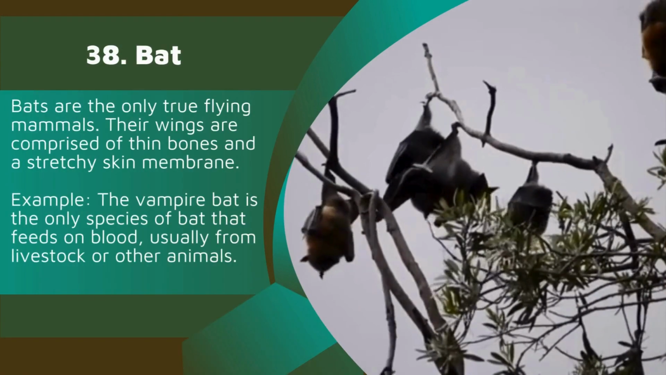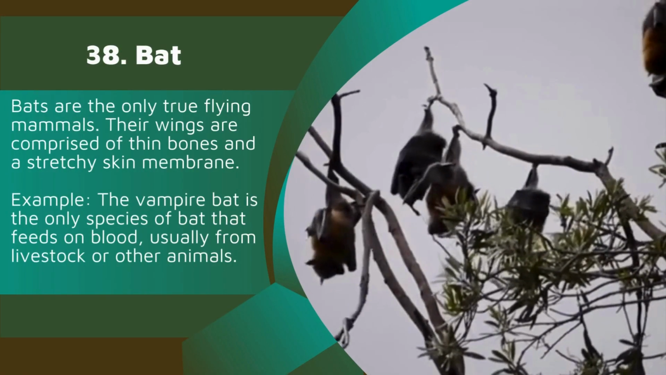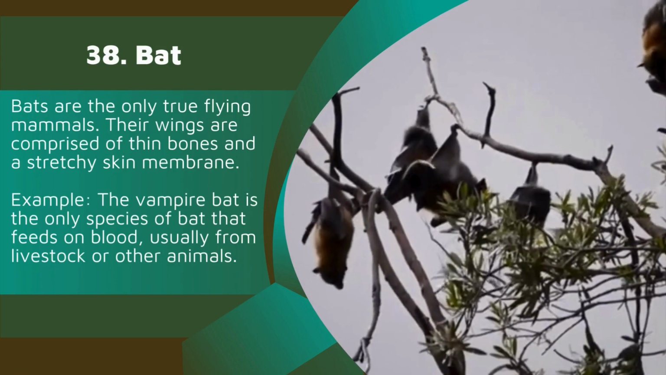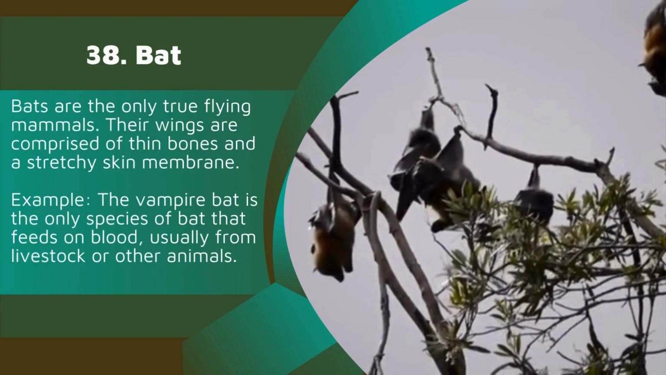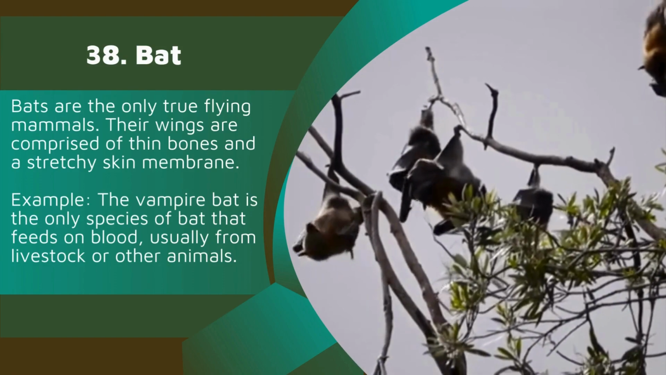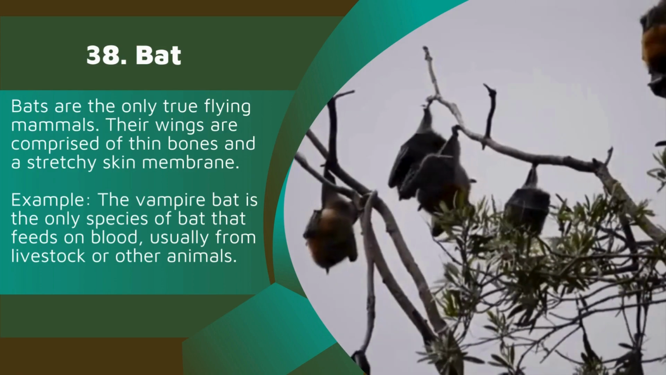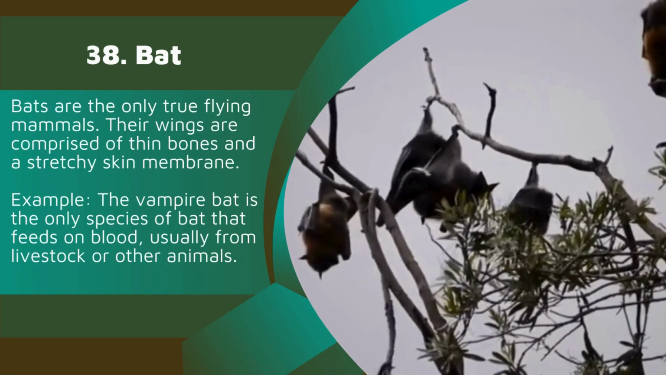38. Bat. Bats are the only true flying mammals. Their wings are comprised of thin bones and a stretchy skin membrane. Example, the vampire bat is the only species of bat that feeds on blood, usually from livestock or other animals.